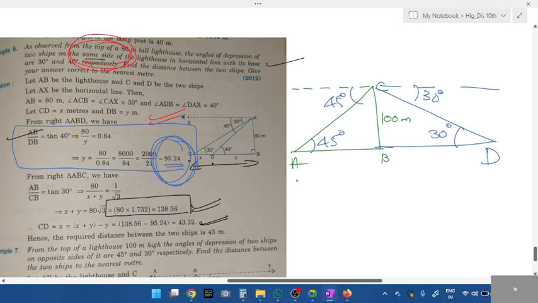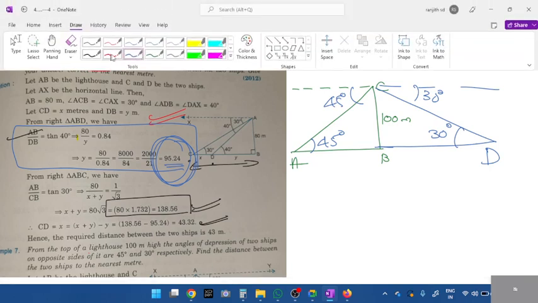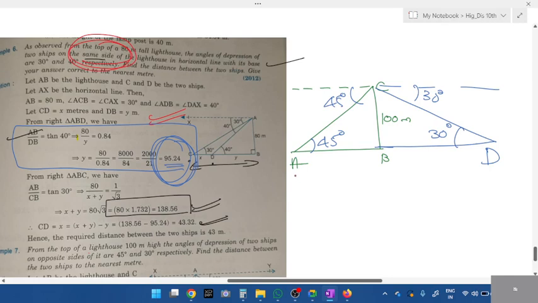Where are the two ships, students? Tell me at which point the two ships are there. Respond, all of you. Be quick. See, if BC is the lighthouse, from where will the ship start? Where's the starting point? Yes, A is ship one, and where is ship two? D. We need to find the distance between ship one and ship two.